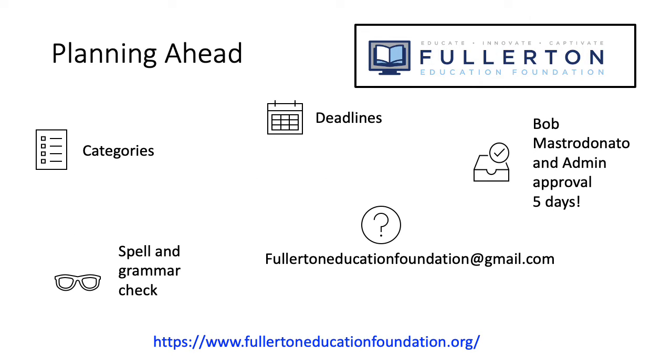Before you begin writing the application, make sure you've read the call for applications in its entirety. You'll see categories and deadlines to meet. Of course, you should pay attention to spelling and grammar. Most importantly, you must have your approval of your administrator for all projects, and for technology-specific projects, you must also have Bob Mastronato's approval. Bob will need at least 5 days before the deadline to review your proposal for compliance with federal and state technology requirements and to ensure there is sufficient tech support for your requests.